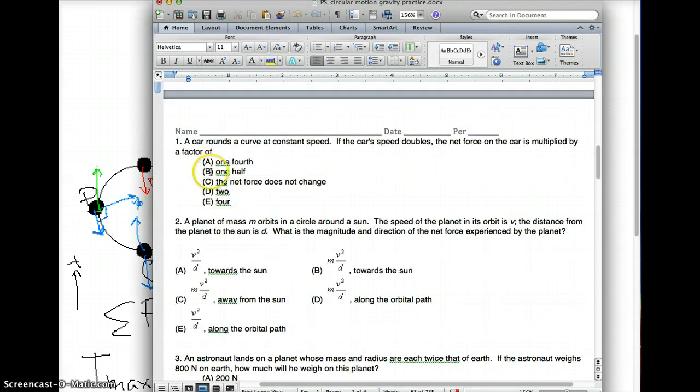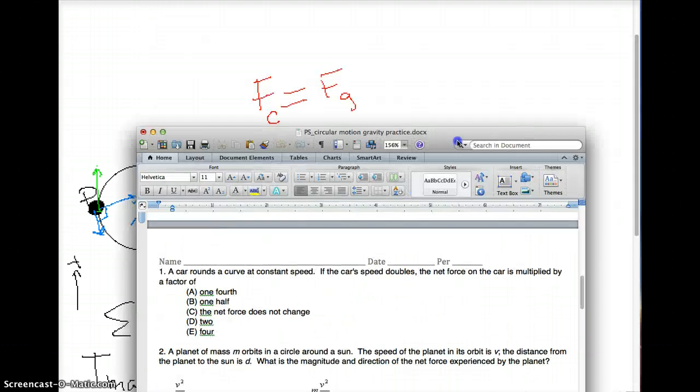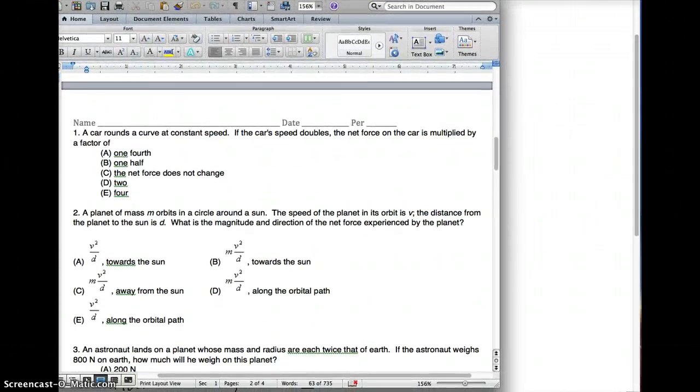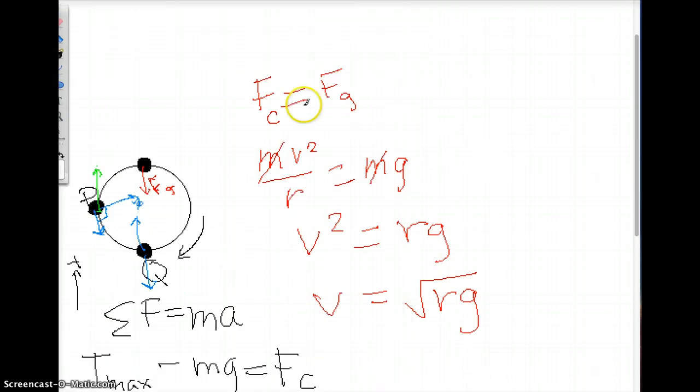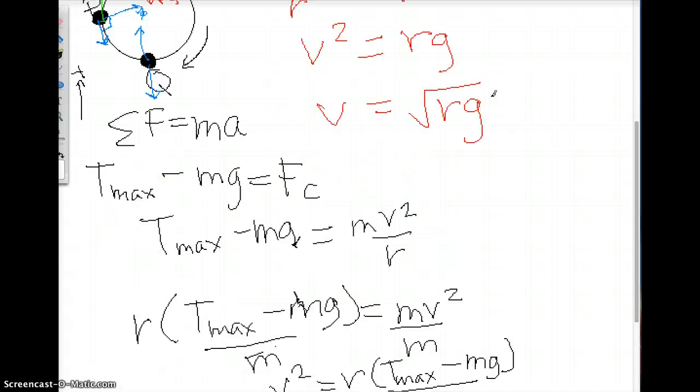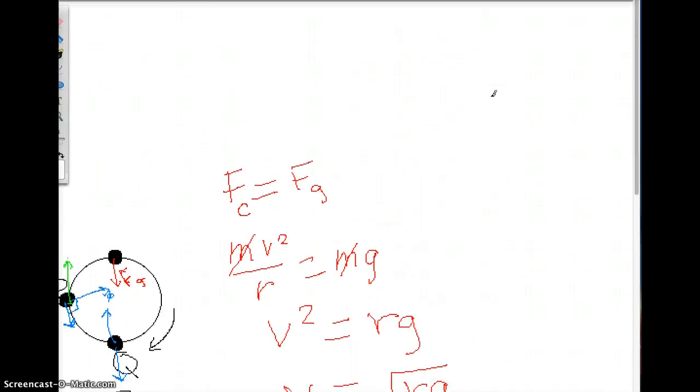So next one, now we're on page 2 of the review sheet. A car rounds a curve at constant speed. If the car's speed doubles, the net force on the car will multiply by a factor of one of these. So the force is going to change. Let's see where we can imagine that happening mathematically. If the car is going in a circle, we can assume that there's a net force acting on the car, causing its acceleration to point inward towards the center of that circle. And we say that that's centripetal acceleration.